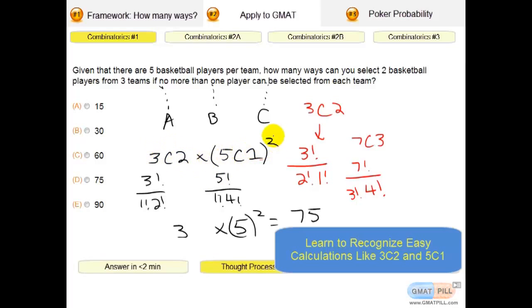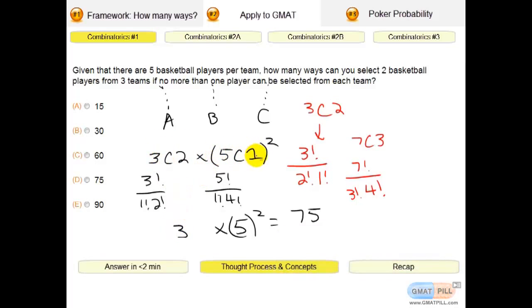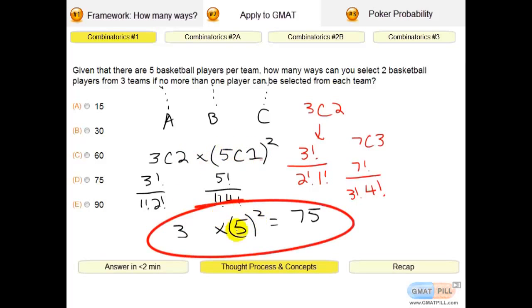So if I'm used to seeing this stuff, I would say, oh, 3 choose 2, this is very close to 3. I know this is just 3. 5 choose 1, that's the same as 5 choose 4, and they're both just 1 away from 5, so I know the answer is just 5. So then 3 times 5, and then you square the 5. 5 squared is 25 times 3, that's 75.